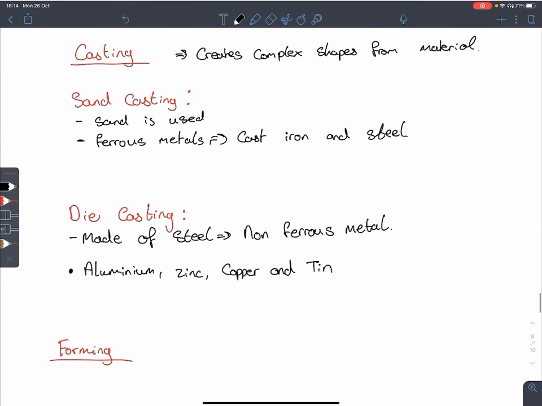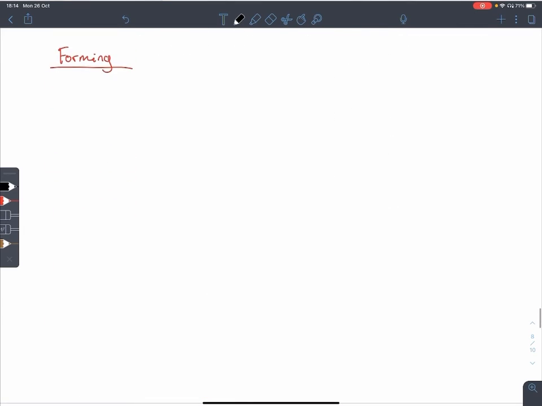Oh, so that brings us on to the forming. So for the forming, there's different types of methods that can be used. So we have rolling, which is basically rollers compress the metal to make sheets. So compress metal to make sheets.